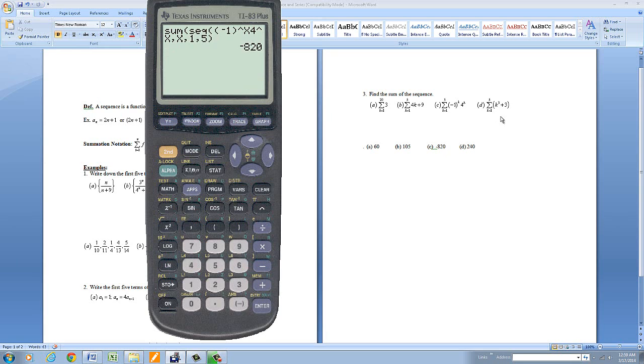Now, the second one there works the same. And you can do it either manually. Again, the range is not that bad. It's just from 1 to 5, so you could do it manually and then just list them and then add them. Or you could use this method here in the calculator and you would get 240.